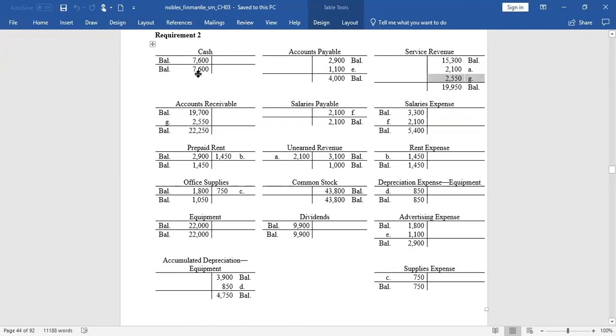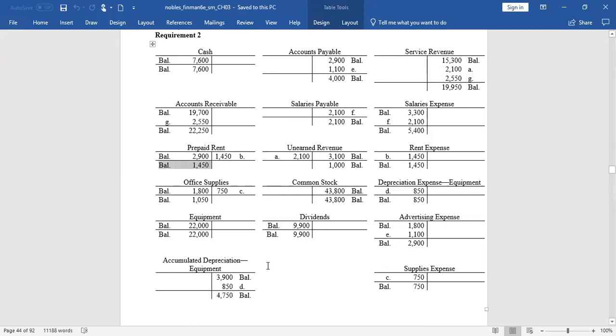So the cash account still has a balance of $7,600. That doesn't go away. But accounts receivable's balance went from $19,700 and we added $2,550. So its adjusted balance, $22,250. Prepaid rent, its adjusted balance is $1,450.